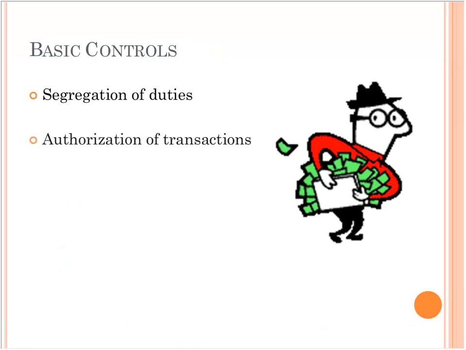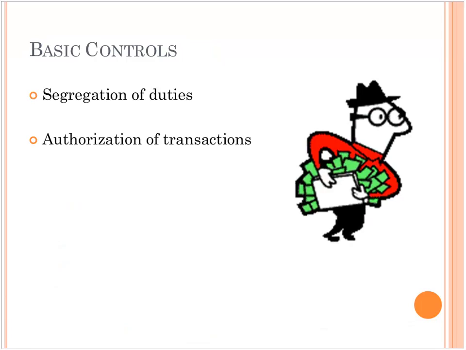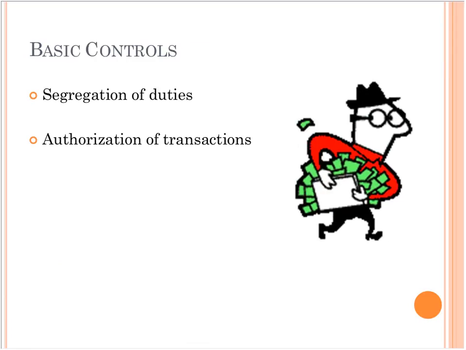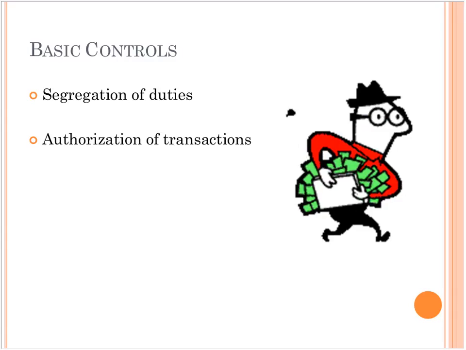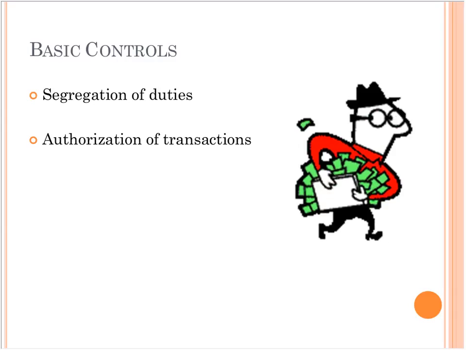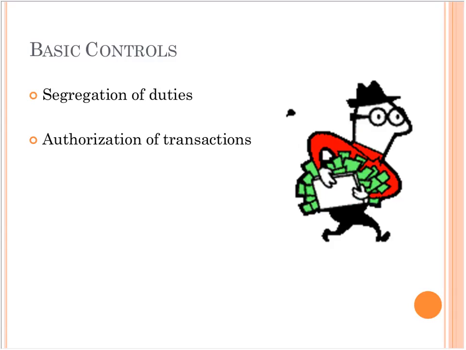Second example is authorization of transactions. This means that the appropriate person has the ability and the responsibility to approve the appropriate transactions. For example, you would not have a weatherization director approve the transactions of a CSBG department. You would have an appropriate person reviewing those transactions.